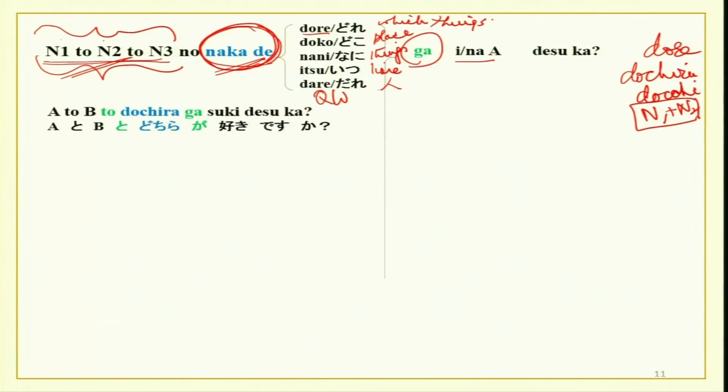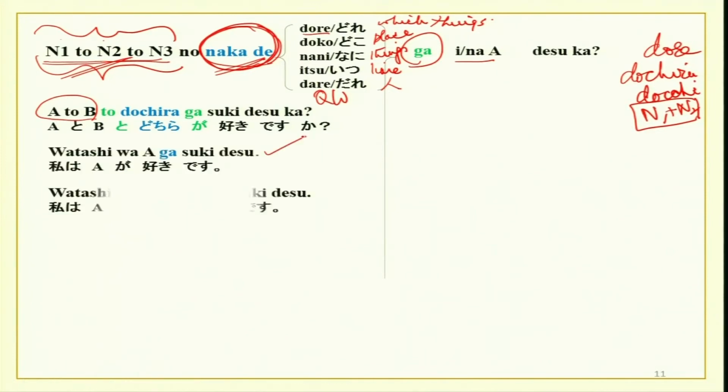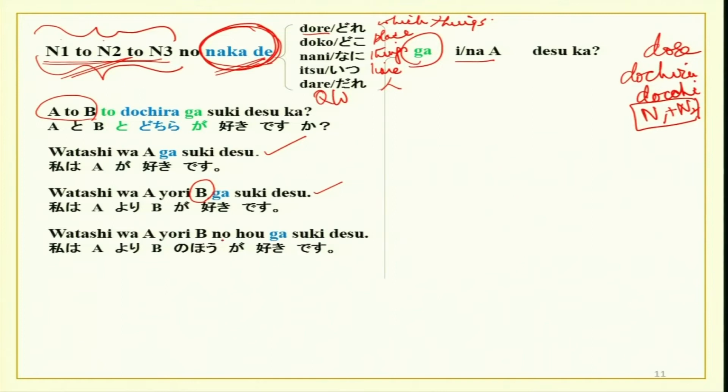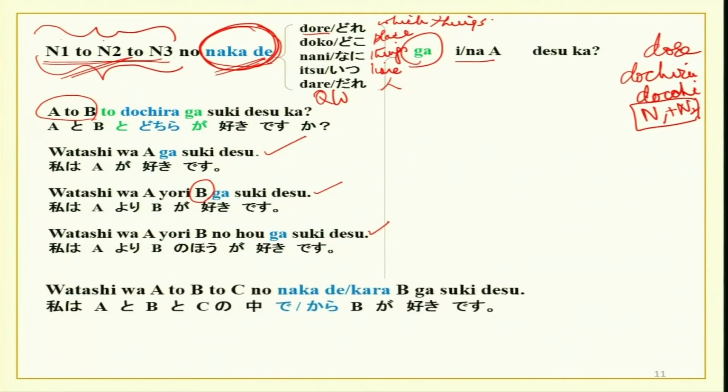Now, you can practice over here. Eto, bito, dochira ga suki desu ka? You will see eto, bito, sito will not be used. Then, watashi wa A ga suki desu, you did just now. Watashi wa A yori B ga suki desu, this also you did in your previous slide. I prefer B. Then, watashi wa A yori B no hou ga suki desu, this also you did in your previous slide. Now, watashi wa A to B to C no naka de.